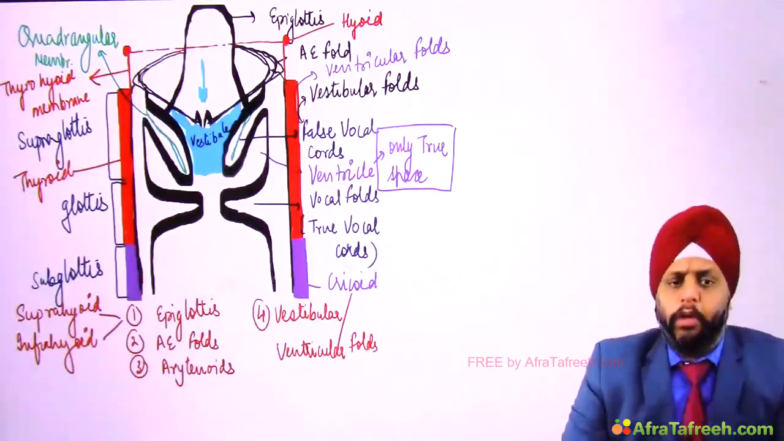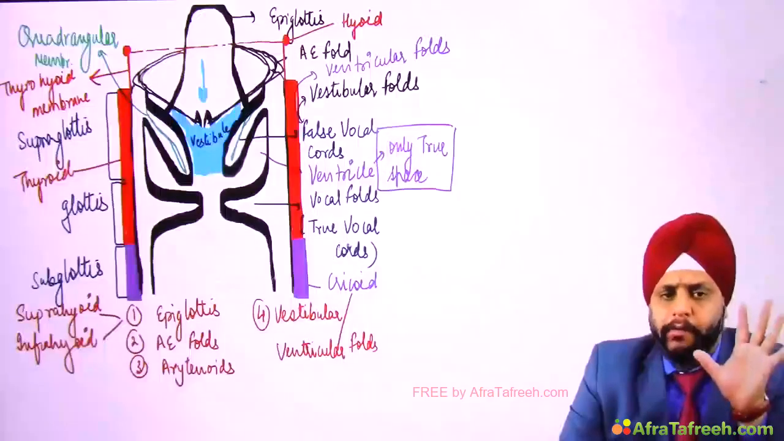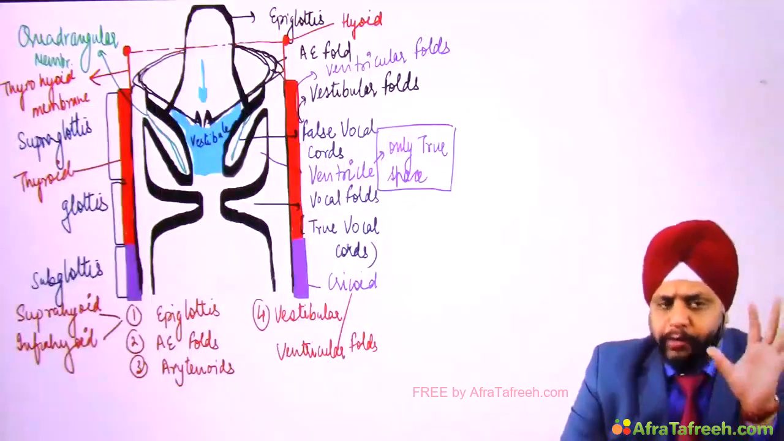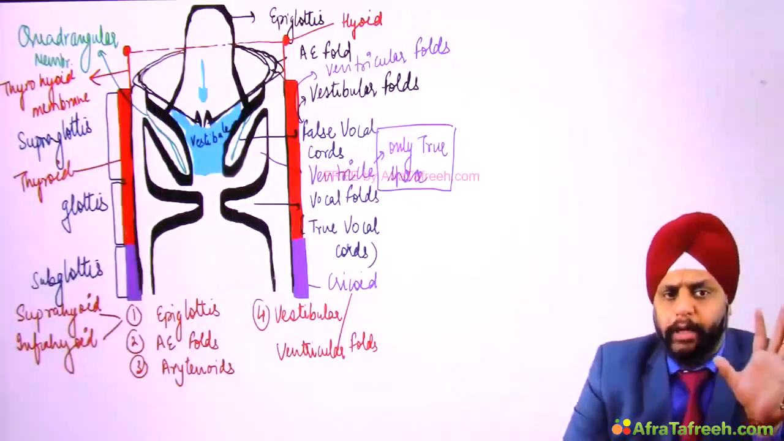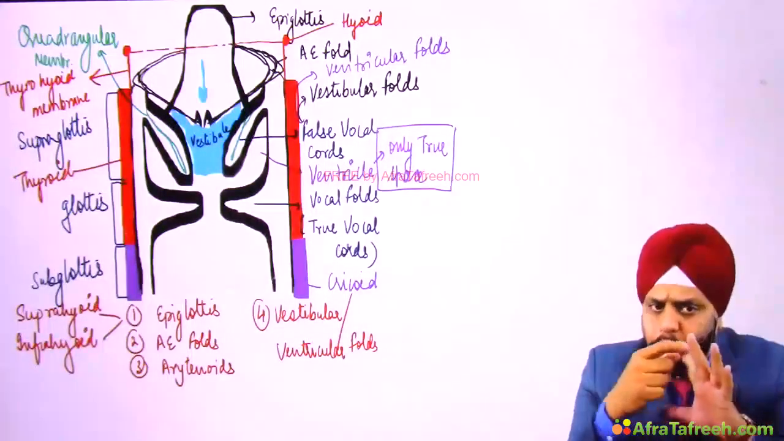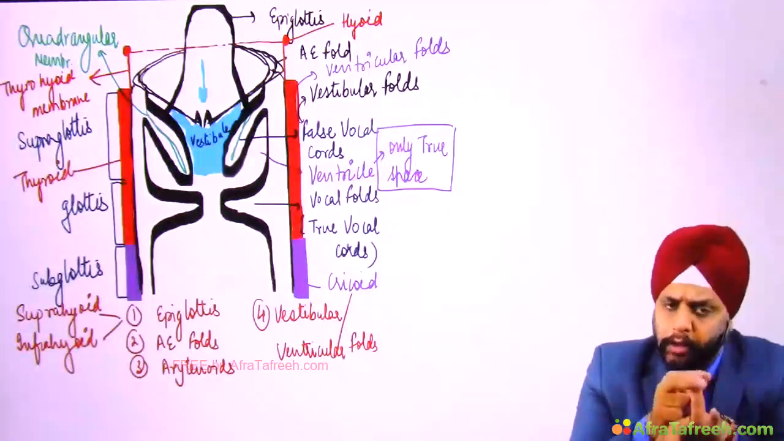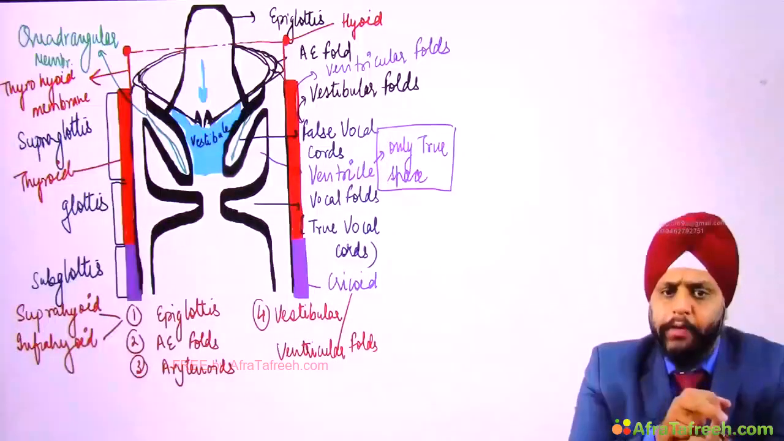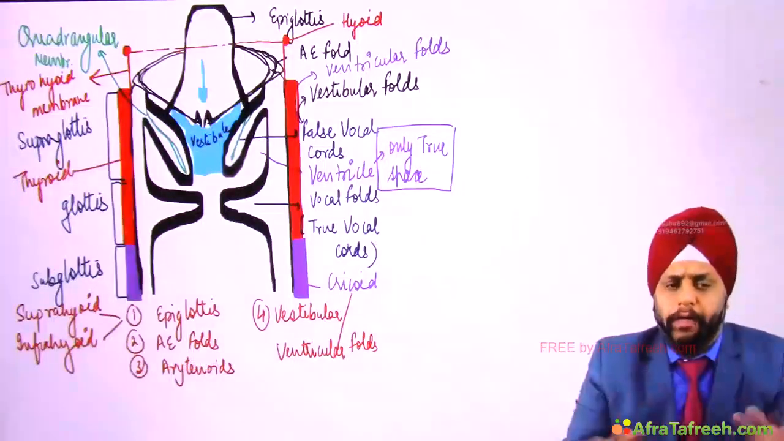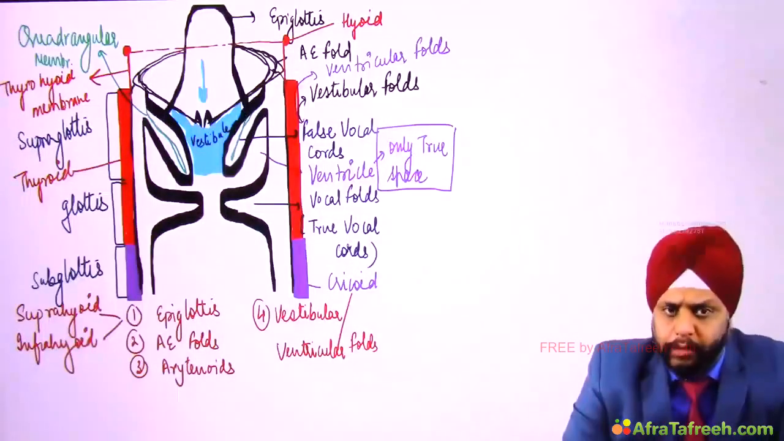Okay, so for the sake of malignancy, we have 5 subsites in the supraglottis. So what are the 5 subsites of supraglottis for a malignancy? Suprahyoid epiglottis, infrahyoid epiglottis, aryepiglottic AE folds, a pair of arytenoids, and a pair of vestibular or ventricular folds. Okay, so these are different subsites in supraglottis for a malignancy.